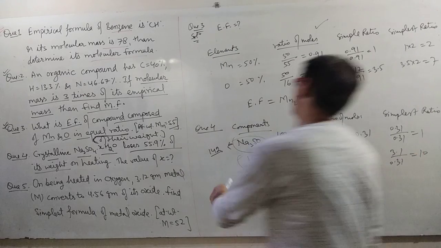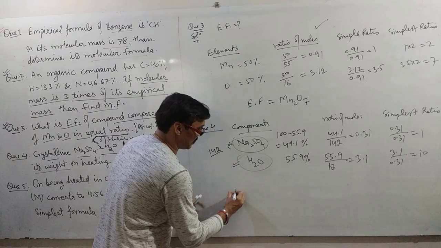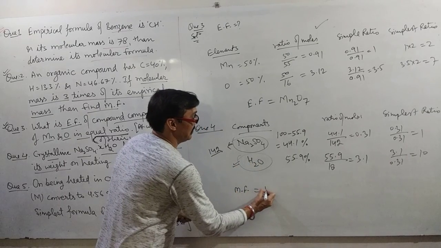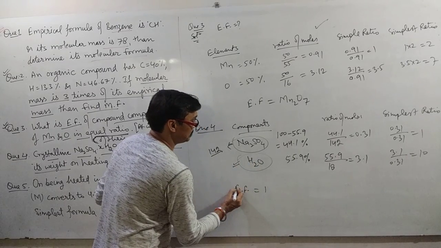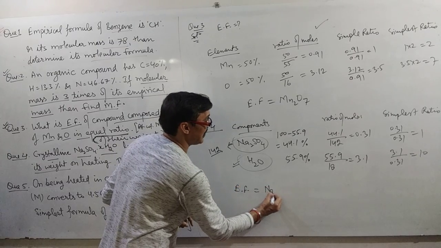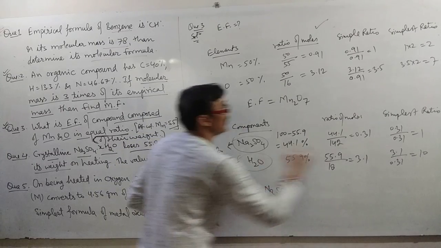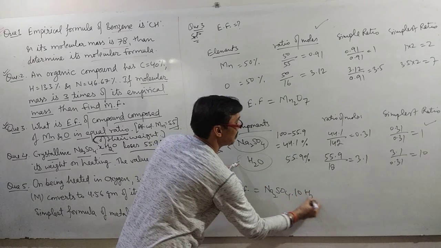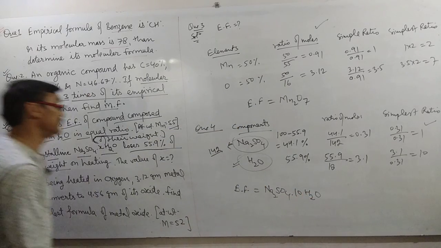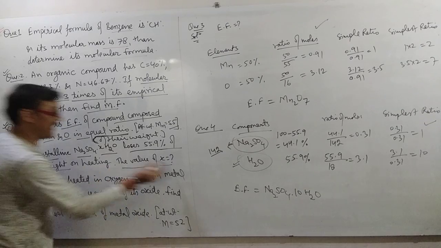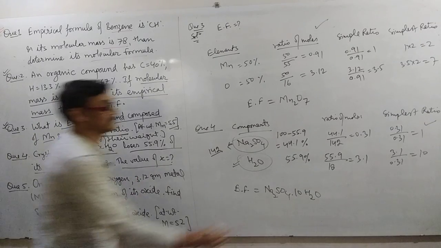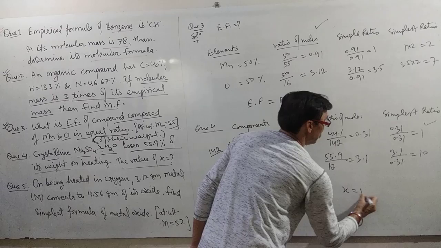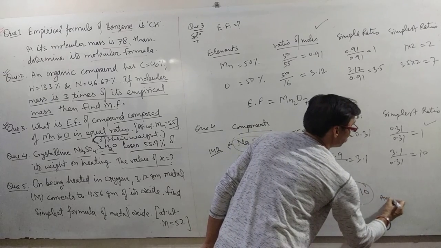So the empirical formula has Na2SO4 as 1, and then water molecules are 10. According to the question, you have to find the value of x, the number of water molecules. So x will be 10. It is your answer.